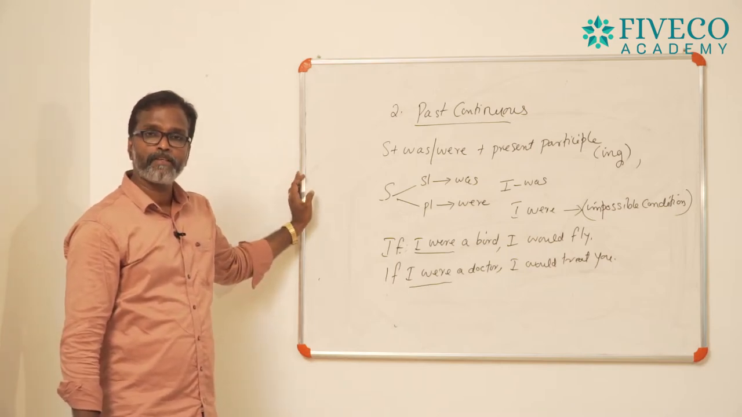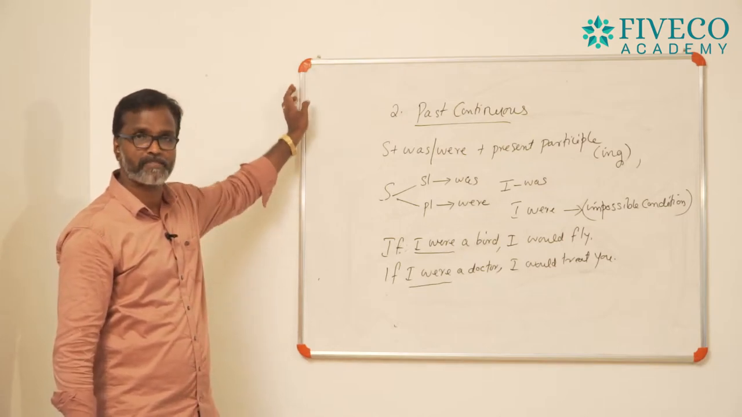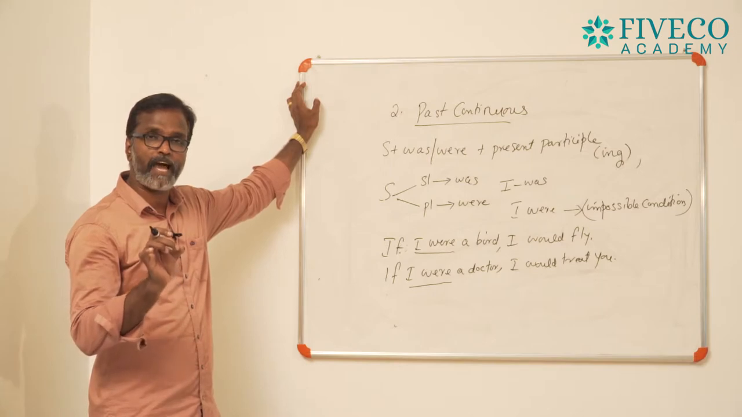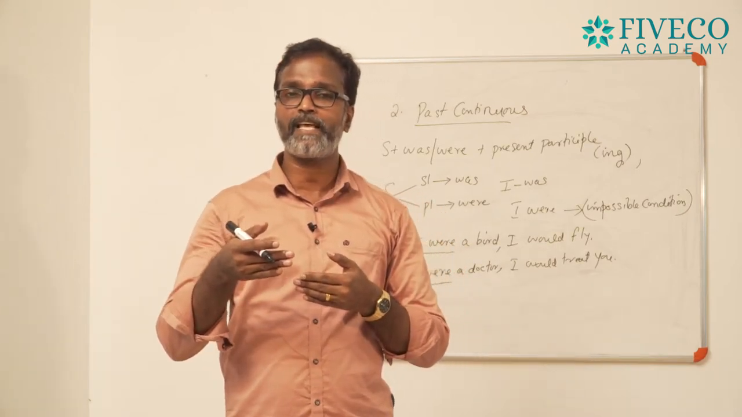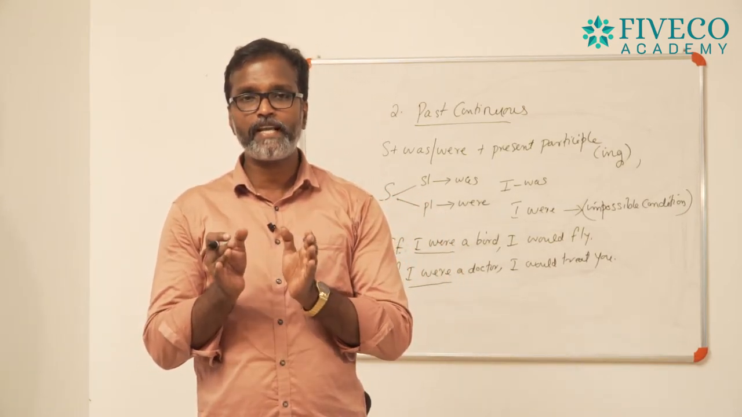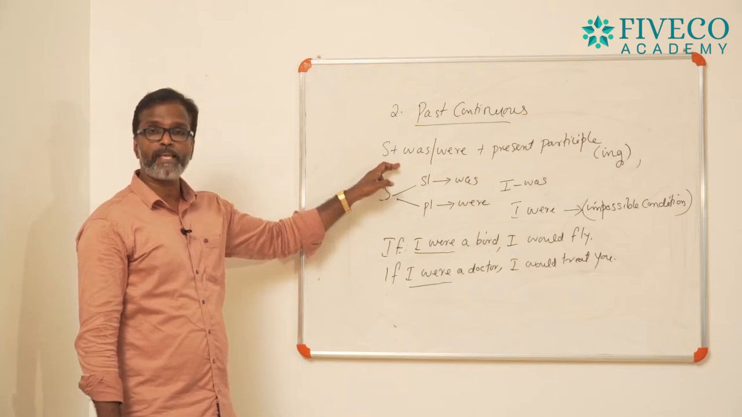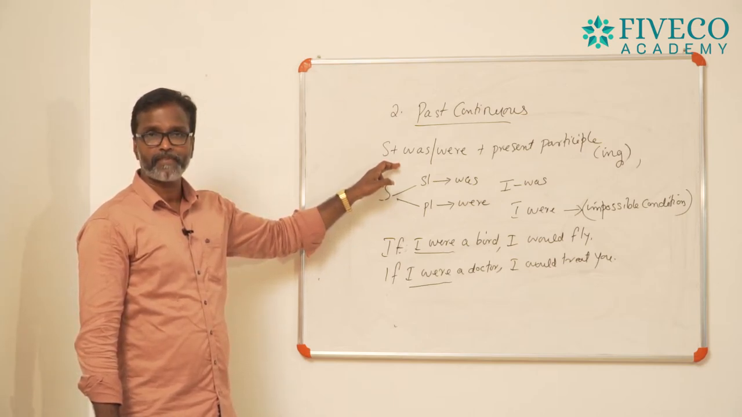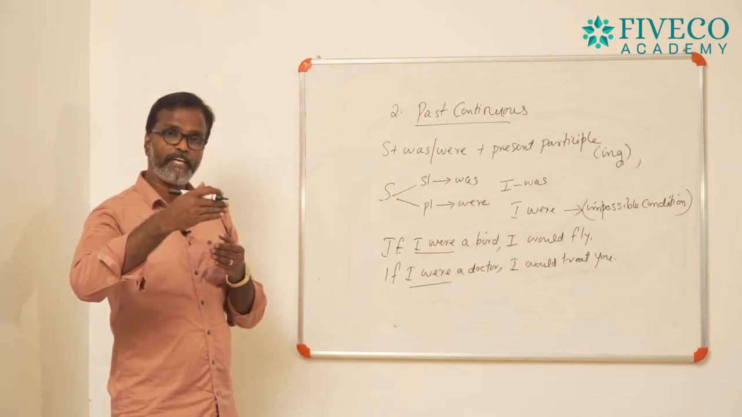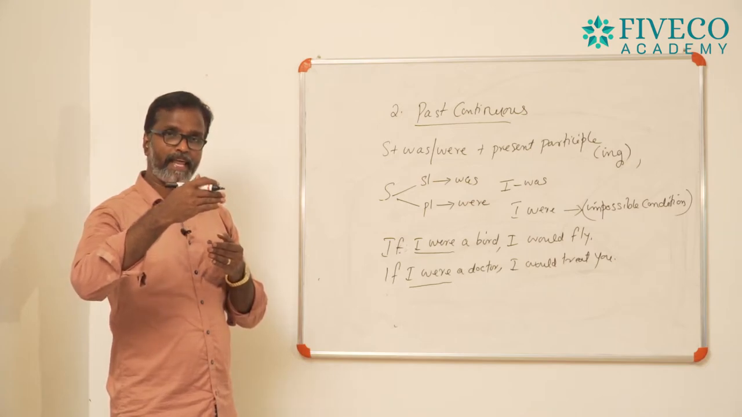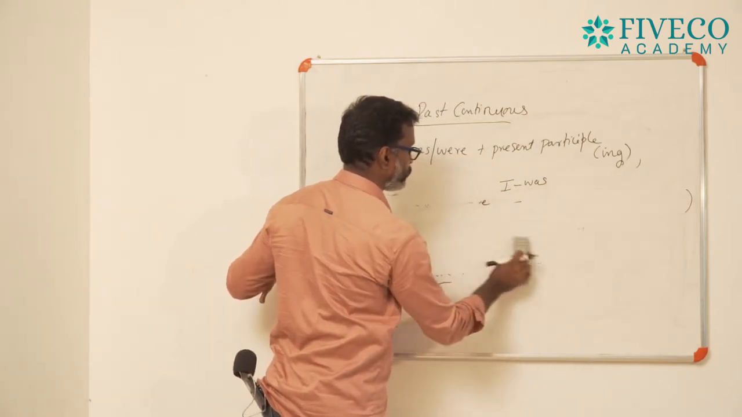The next thing, in which situation or context can you apply past continuous? Every tense has its own context to express the idea. Past continuous means a continuous action in the past, an action which is sustained for a short period of time in the past. I shall show you the diagram, then you will understand.